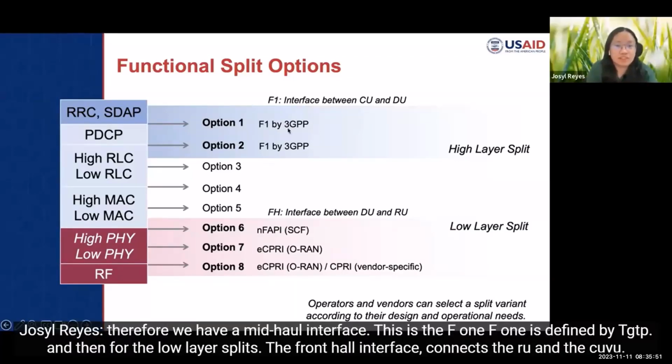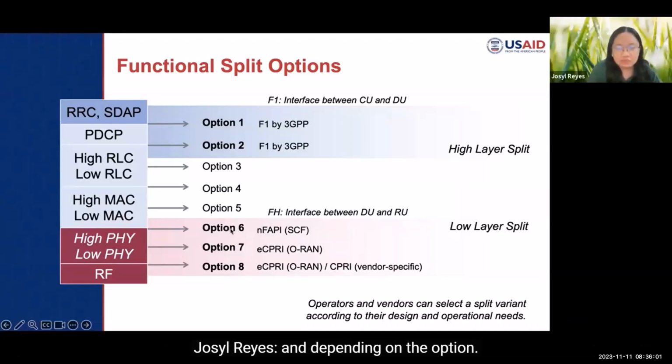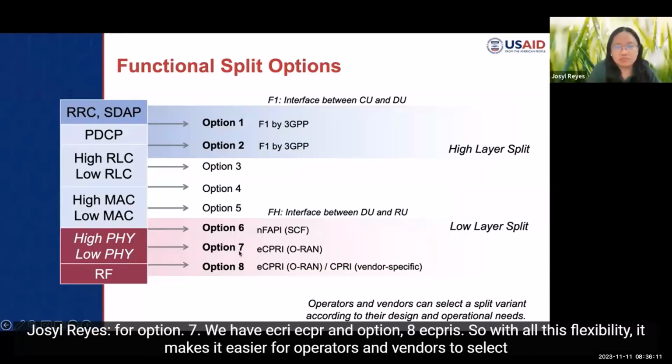This is the F1. F1 is defined by 3GPP. And then for the low layer splits, the front haul interface connects the RU and the CU-DU. And depending on the option, we have different interfaces that are best used. For SCF, Small Cell Forum, we have nFAPI. For option 7, we have eCPRI. And option 8, eCPRI.